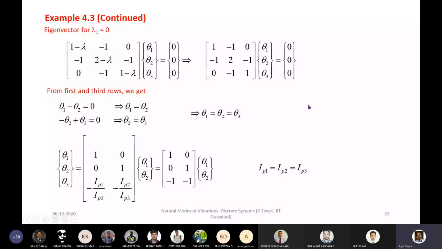So now you can see minus theta 2 and theta 3, this equation. From the first equation, I'm getting theta 1 is equal to theta 2. From the second equation, I'm getting theta 2 is equal to theta 3. That means theta 1 is equal to theta 2 is equal to theta 3.